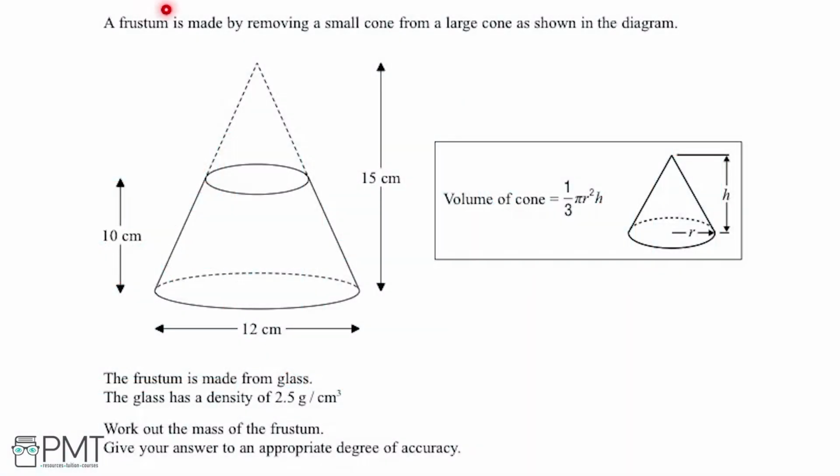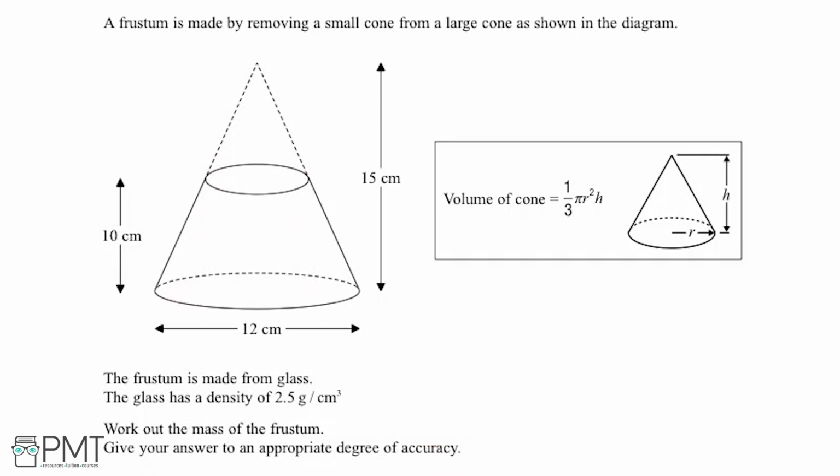This object is made by removing a small cone from a large cone as shown in this diagram. It's made from glass, and the glass has a density of 2.5 grams per centimetre cubed. We need to work out the mass of the object, giving our answer to an appropriate degree of accuracy. Okay, so this is the object here, this part here.